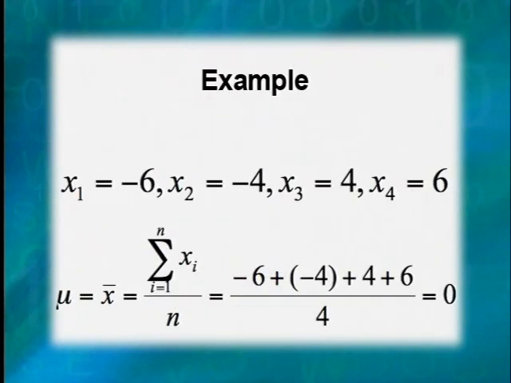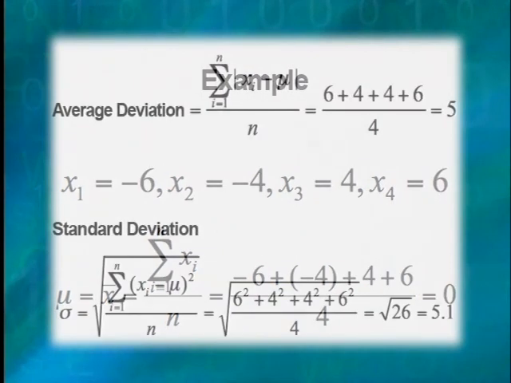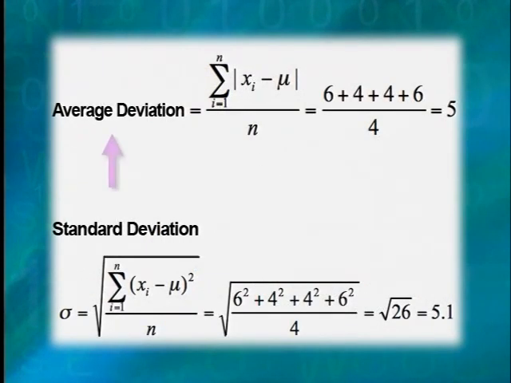Suppose we take our same collection of 4 numbers, so -6, -4, +4, +6, and once again the mean of these numbers is 0. They balance at 0 if we put them on a teeter-totter. And let's go ahead and compute the standard deviation. The average deviation, which we did before, remember, was 5.